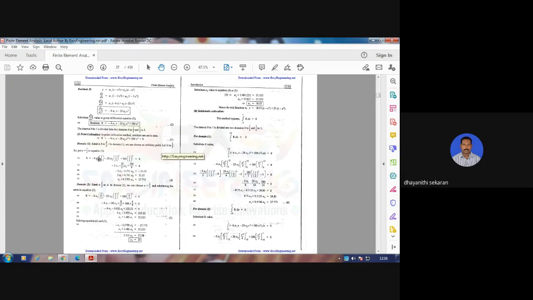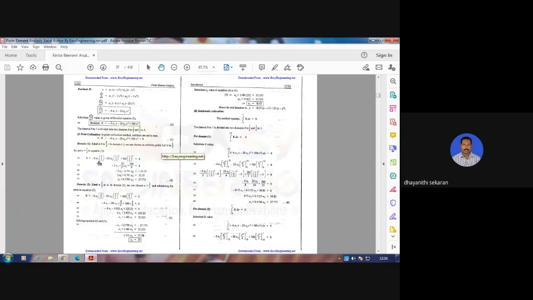We need to integrate and substitute the limit 0 to 1 by 2. Upper limit is 1 by 2, lower limit is 0. We'll finally get the equation a1 plus 0.4166 a2 equal to 27.773. For domain 2, the upper limit is 1 and the lower limit is 1 by 2, because our limit is 0 to 1, so we split it into 0 to 1 by 2 for the first domain, with 0 as lower limit and 1 by 2 as upper limit, and 1 by 2 to 1 for the second domain, with 1 by 2 as lower limit and 1 as upper limit.